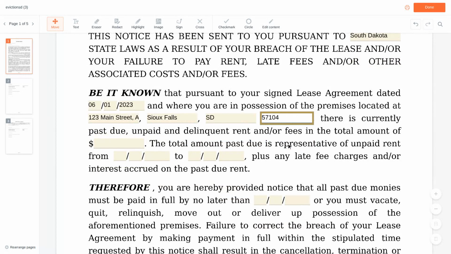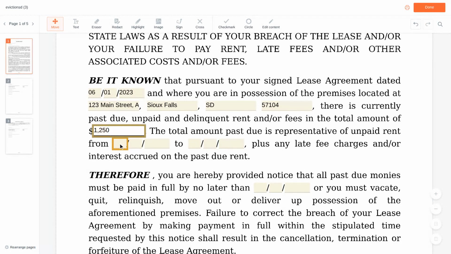Now the money. Enter the total amount past due, in our example $1,250, then the period the unpaid rent covers, from February 1 to March 1, 2024, month, day, and year in each set of boxes. Then the deadline for paying in full, in our example April 15, a month after the notice.